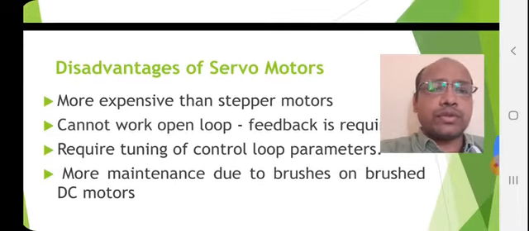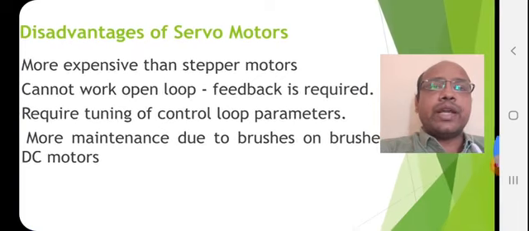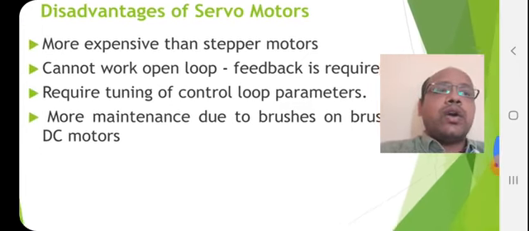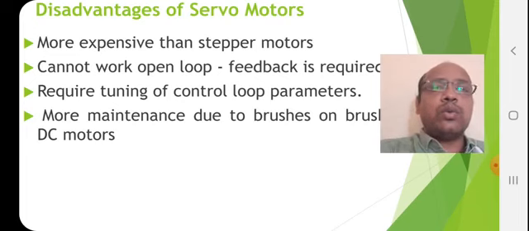Disadvantages of servo motor are: it is more expensive than stepper motor. It cannot work open loop. Feedback is required, so it cannot work with the open loop NC system. It requires tuning of control loop parameters because there is always a signal from the comparator to the machining device. Because of this feedback system, you need to tune all control loop parameters.